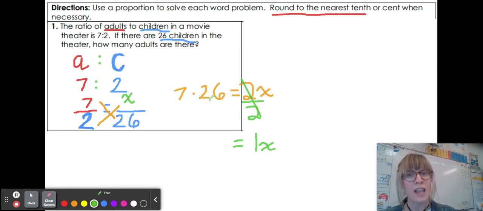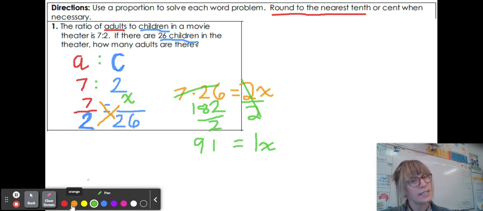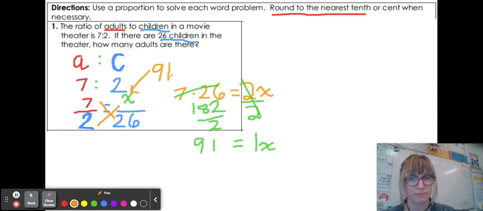So first we may want to do our 7 times 26 to combine those like terms, which gets us 182. So 7 times 26, we don't need to call it that anymore. We can call it 182. So now we can divide it by 2. We can use a calculator if we want to get 91 is equivalent to 1x. So in our proportion, we can go back to our original physical setup. We can go back to our proportion over here, and we can say, all right, x, you're no longer a mystery. We're going to call you 91 adults.